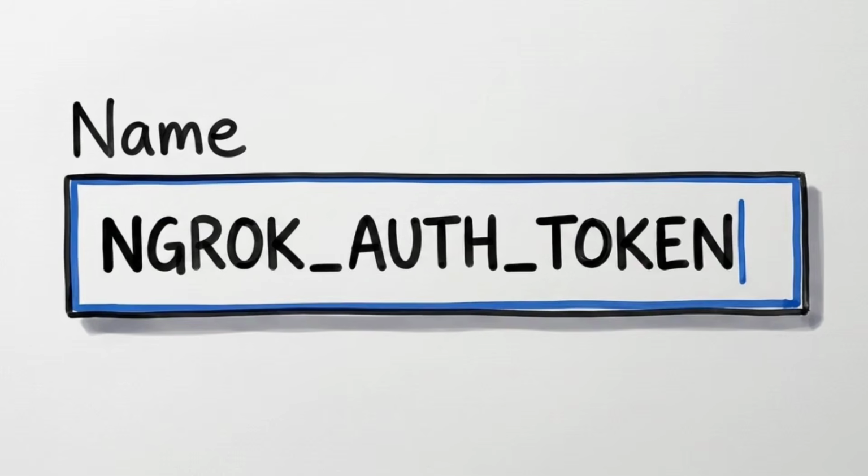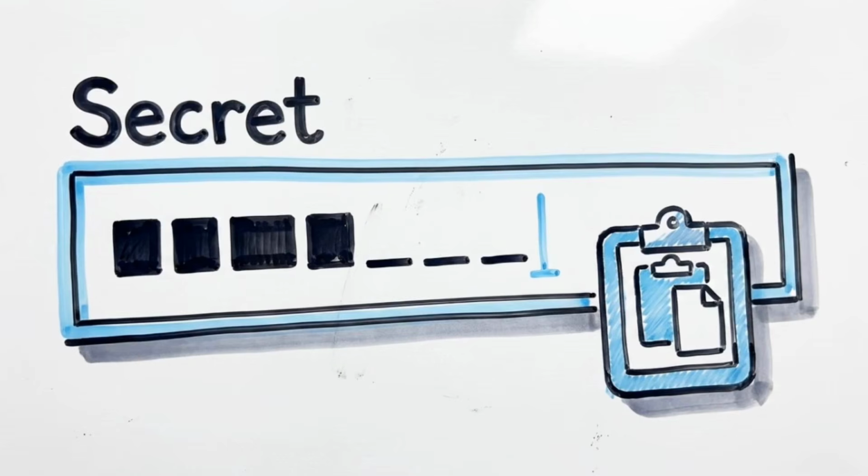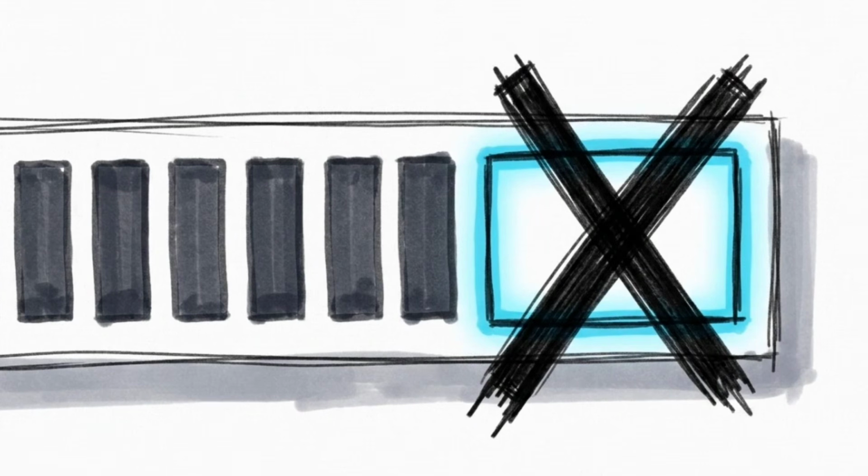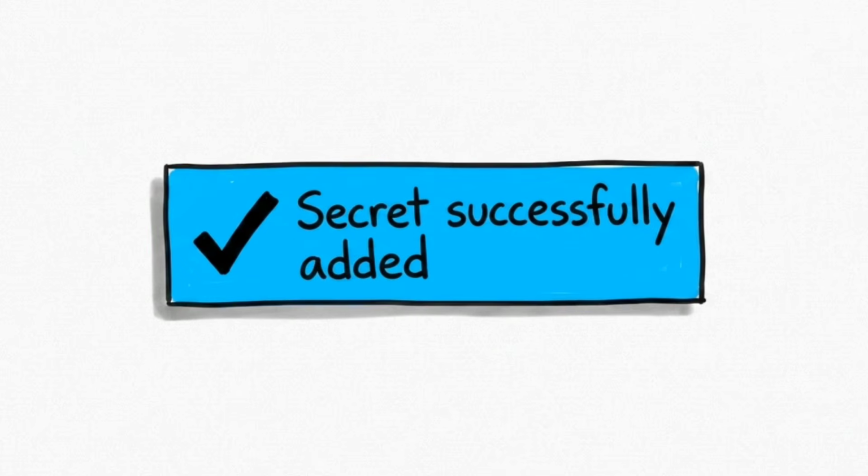Click the green button that says New Repository Secret. In the name field, type ngrok_auth_token in all capital letters. In the secret field below, paste the code you copied earlier. Ensure there are no extra spaces at the end, or the build process will fail.